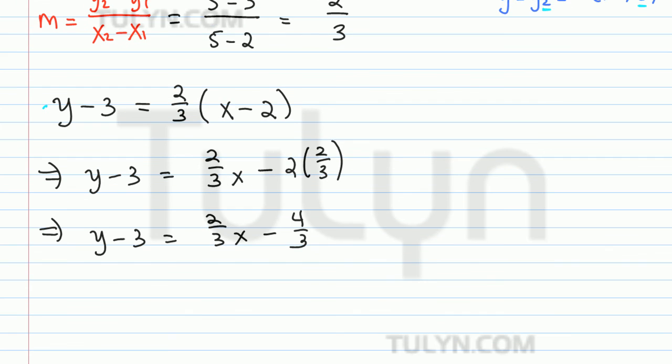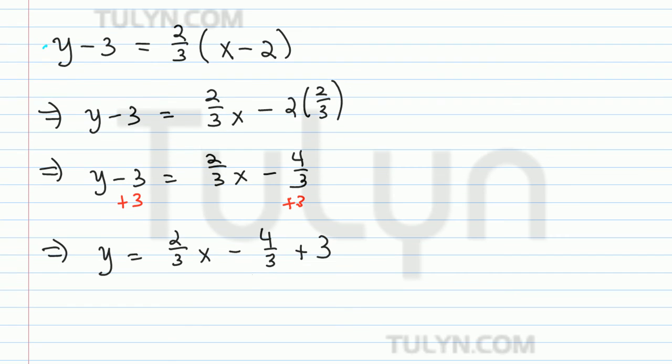And then, since we usually like writing our answer in slope-intercept form, we want to add a 3 to each side of the equation. So our new equation looks like y is equal to 2/3 x minus 4/3 plus 3. And now, to combine these two, you want to multiply the top and bottom by the LCD so you can get a 3 in the bottom. So you want to have a denominator of 3 here, so you multiply by 3/3. So our equation looks like y is equal to 2/3 x minus 4/3 plus 9/3.